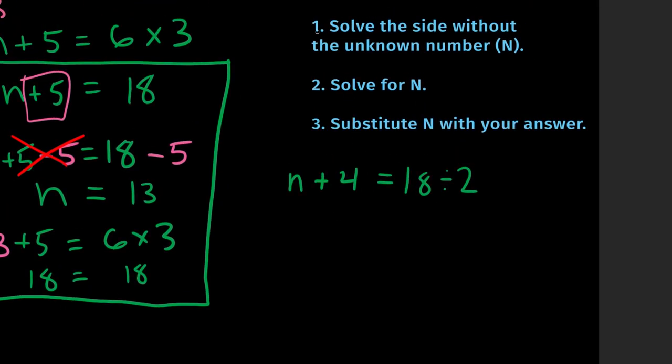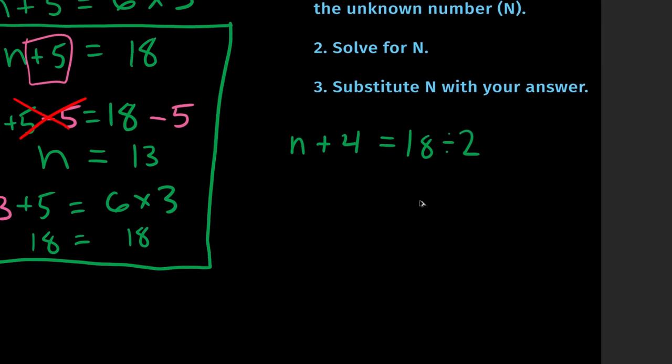Let's see. First step, solve the side without the unknown number. Which side does not have the n in it? Is it n plus 4 or 18 divided by 2? 18 divided by 2, right? Obviously the n is on this side, not on this side. So I would solve this side of my equation first.